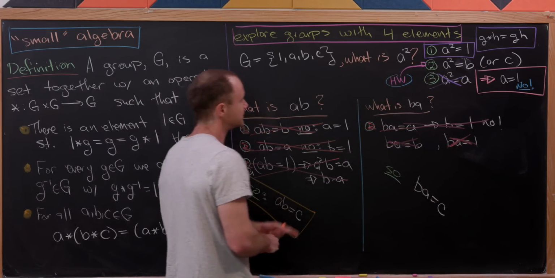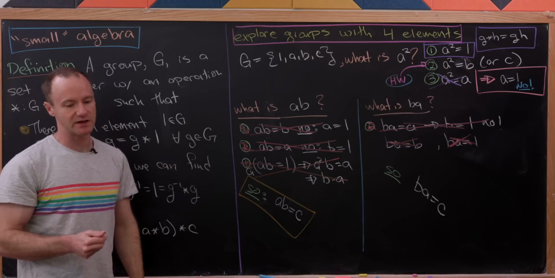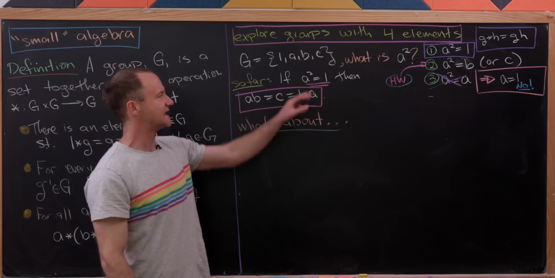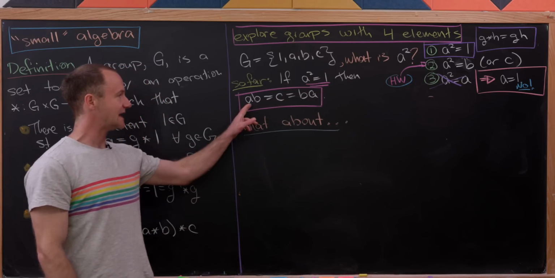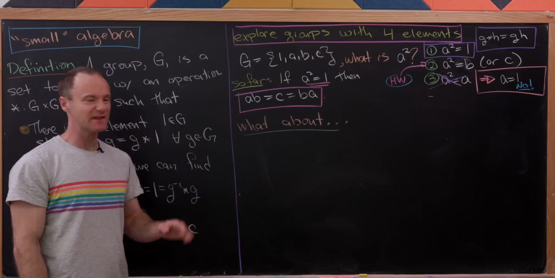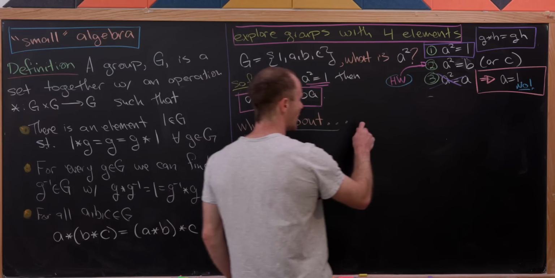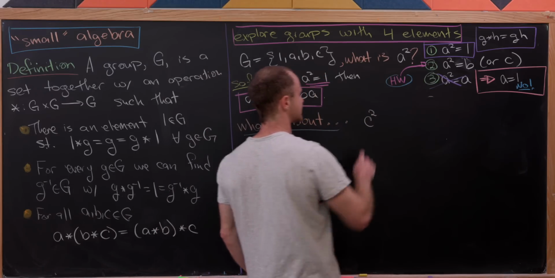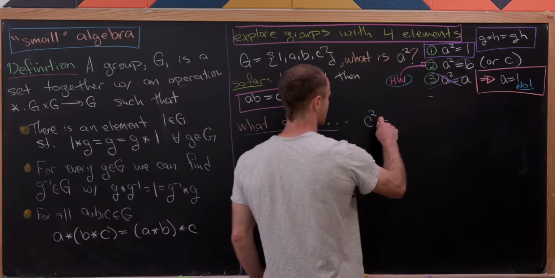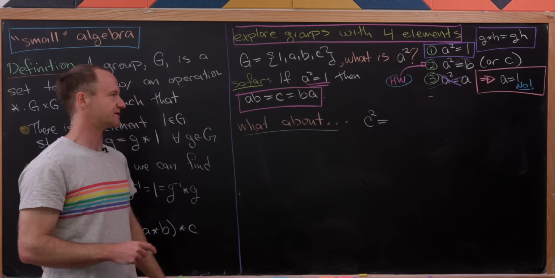Okay, good. Now let's clean this up and keep the facts that we know so far, and then go from there. So far we've determined that if a squares to 1, then a times b and b times a both have to be c. And I think that leads us logically to the next question: what happens if we square c? If we square c, we can write that as c times c, but we can take both of these versions of c.